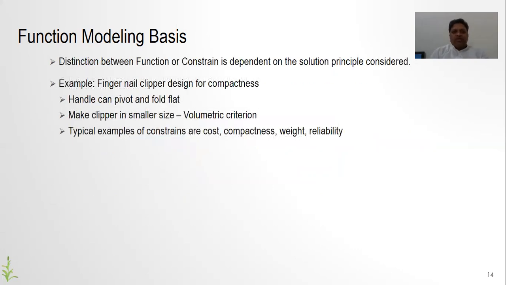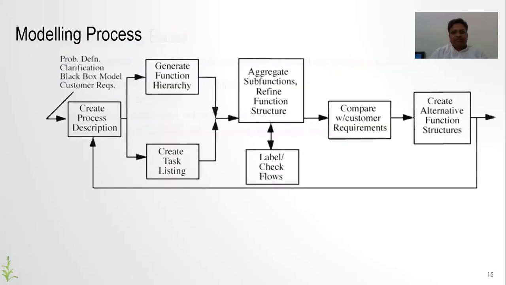The distinction between function and constraint depends on the solution principle considered. Example, fingernail clipper design or compactness: the handle can pivot and fold flat, giving a clipper in smaller size, a volumetric criterion. Typical examples of constraints are cost, compactness, weight, and reliability.